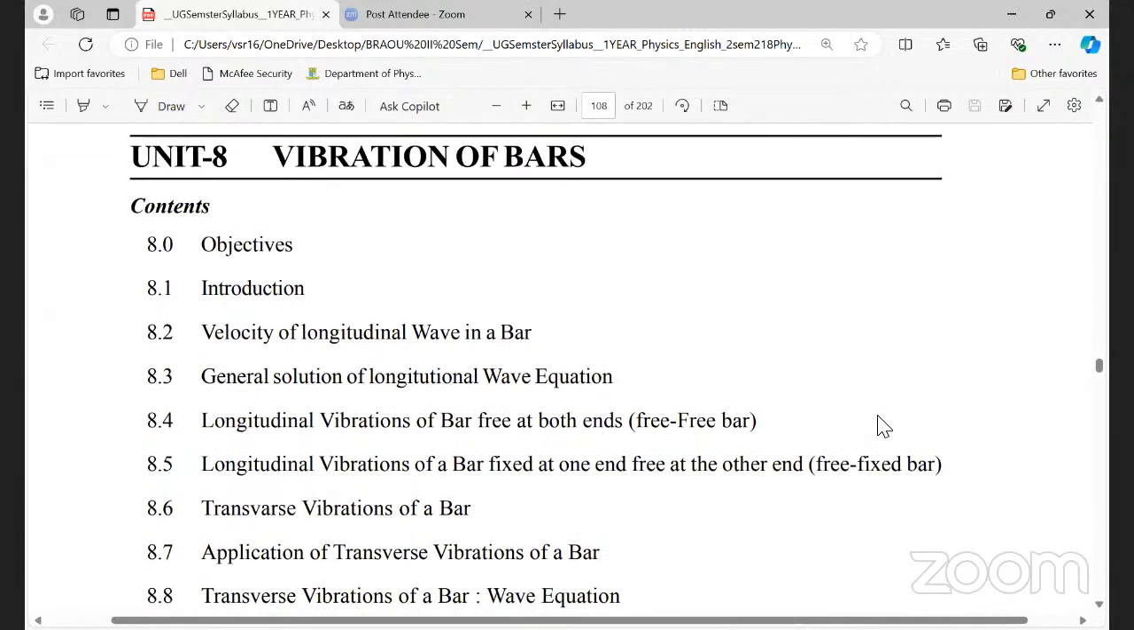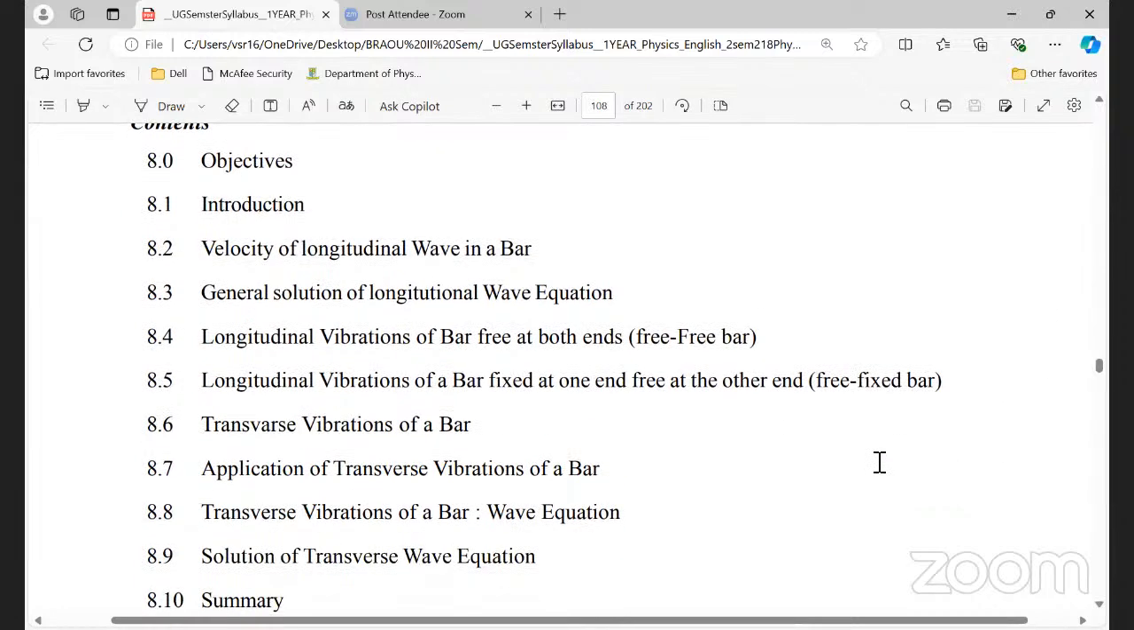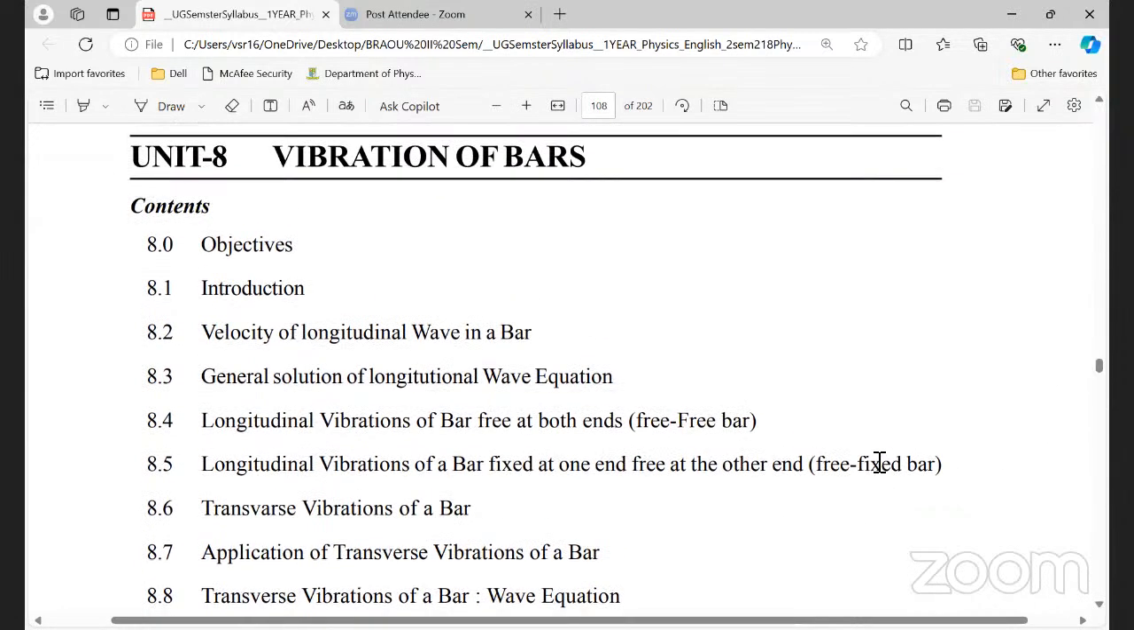Next is the vibrations of strings, and this one is in a bar. Now, bar means fixed, rigid. So here also, the velocity of a longitudinal wave in a bar. What do you mean by longitudinal wave?